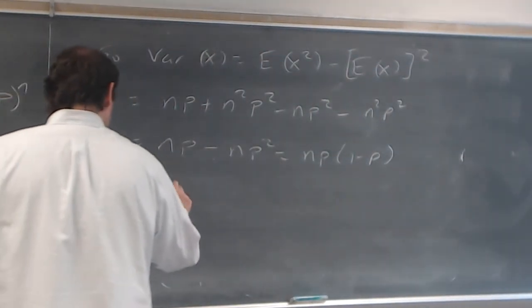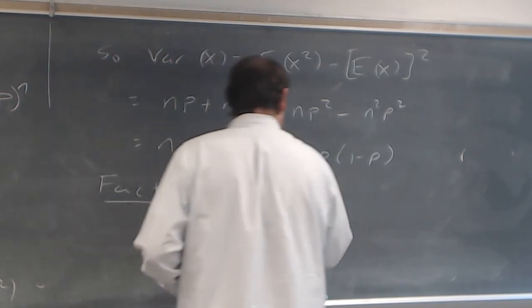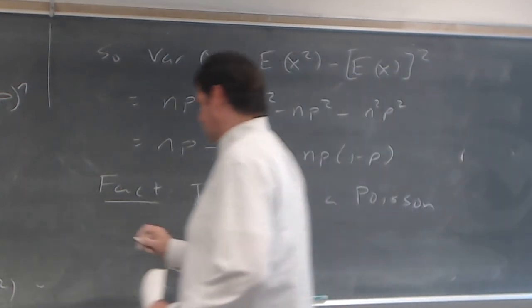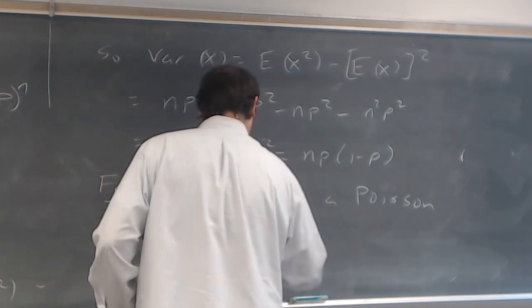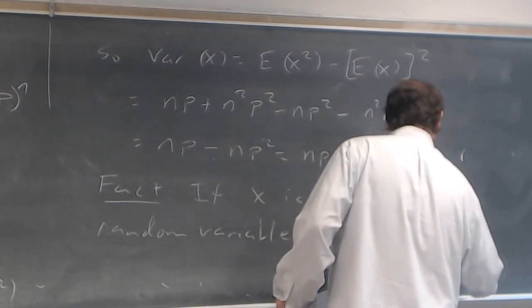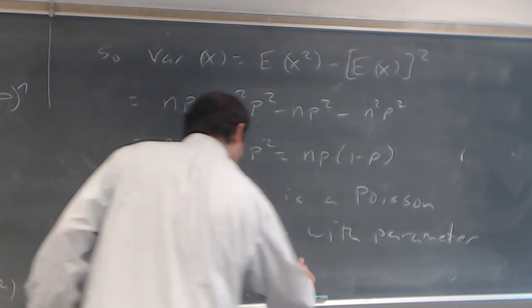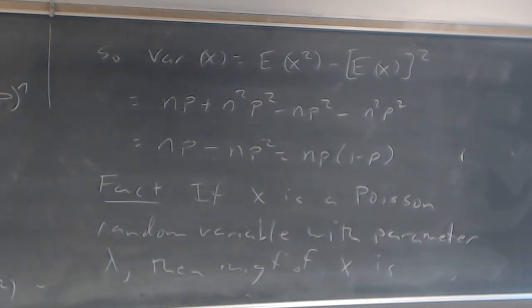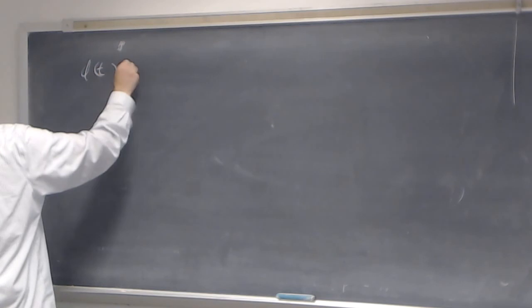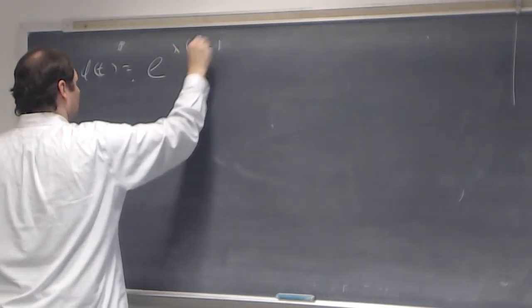I'd also like to look at a fact about a Poisson random variable. So if X is a Poisson random variable with parameter lambda, remember, lambda has to be positive, then the moment generating function of X is phi(t) equal to e^(lambda(e^t - 1)).